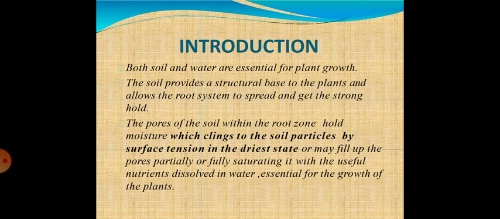Let's start. Both soil and water are essential for plant growth. The soil provides a structural base to the plants and allows the root system to spread and get a stronghold. The pores of the soil within the root zone hold moisture, which clings to the soil particles by surface tension in the driest state, or may fill up the pores partially or fully, saturating them with the useful nutrients dissolved in water essential for the growth of the plants.